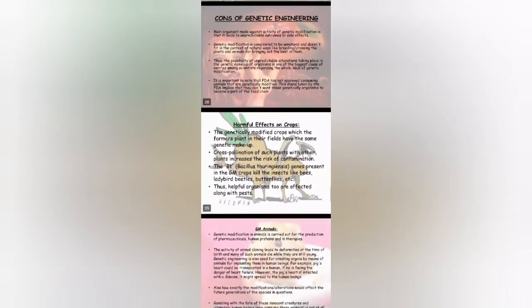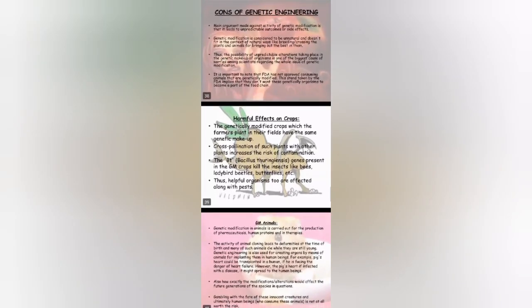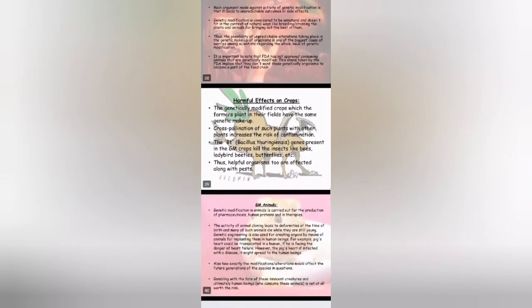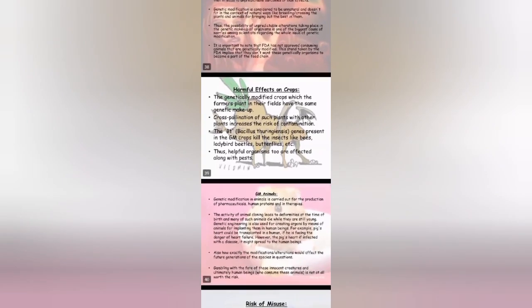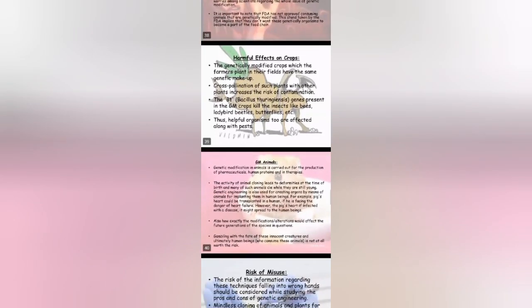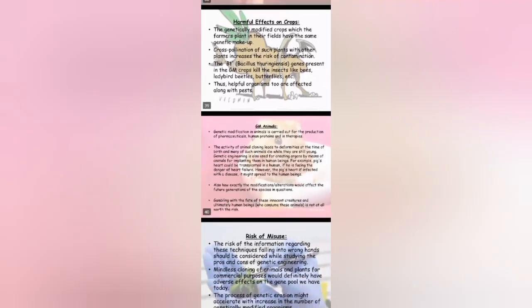Harmful effect on crops. The genetically modified crops which the farmers plant in their fields have the same genetic makeup. Cross-pollination of such plants with other plants increases the risk of contamination. The Bt or Bacillus thuringiensis genes present in the GM crops kill insects like bees, ladybirds, beetles, butterflies, etc. Thus, healthy organisms too are affected along with pests.